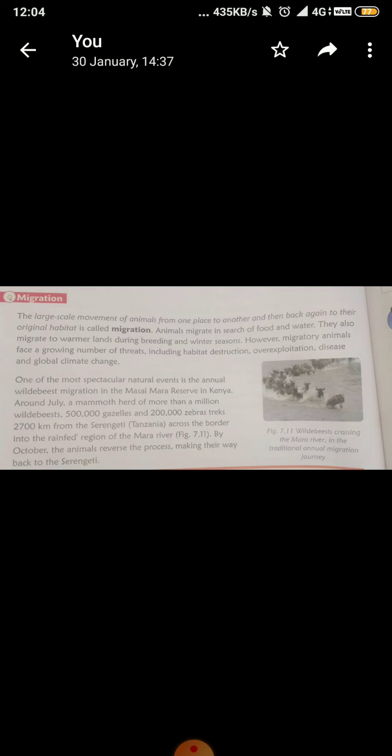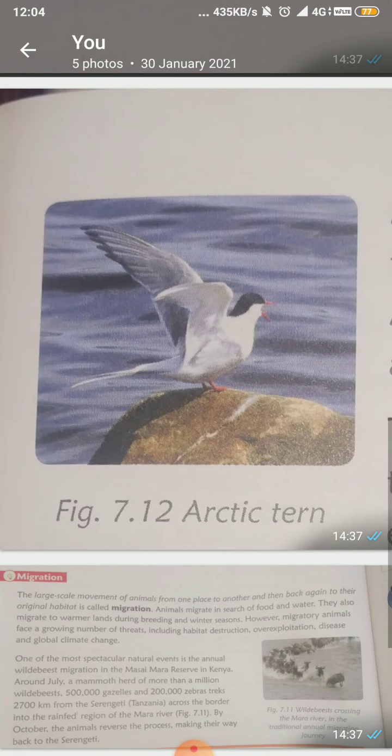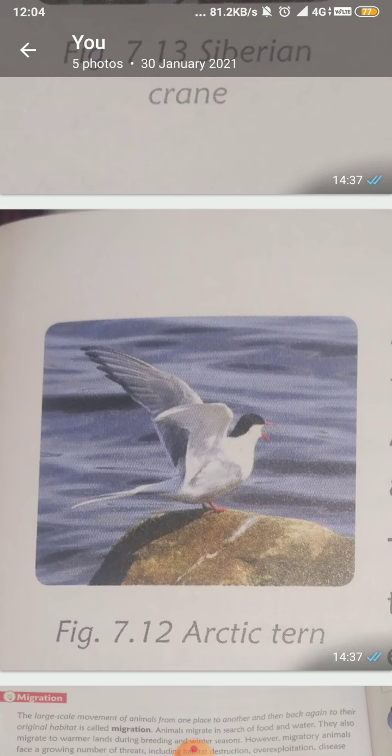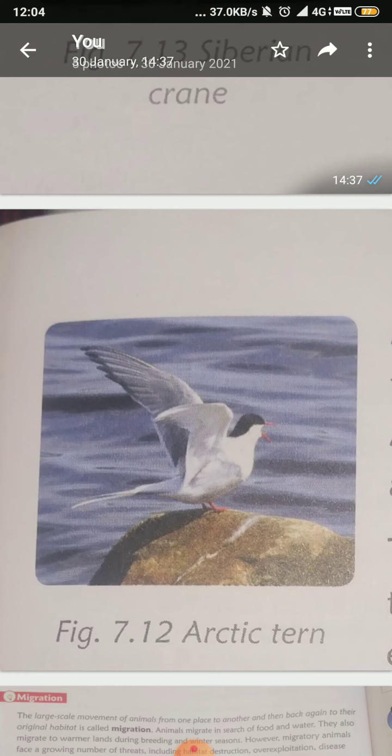The next example we are taking is Siberian crane and the Arctic tern. I am showing you the images here. First, we are looking at the Arctic tern. Here you can see the image of the Arctic tern. The Arctic tern is famous for its migration. Each year it flies from the Arctic breeding ground to the Antarctic and back again, covering a distance of at least 19,000 kilometers.